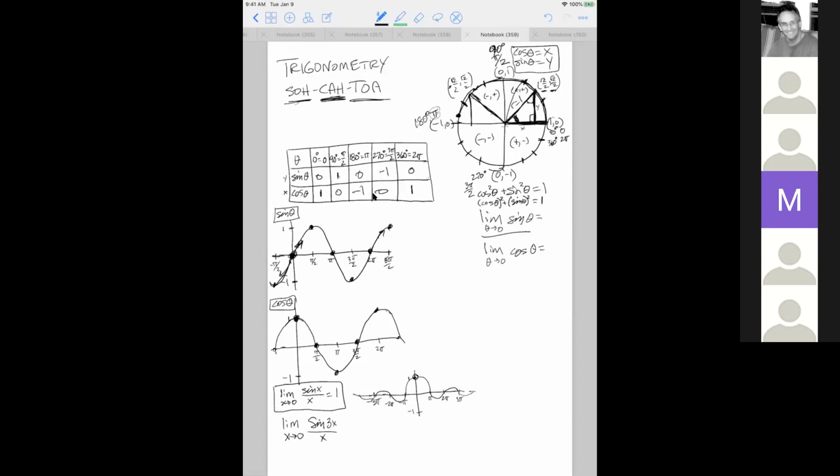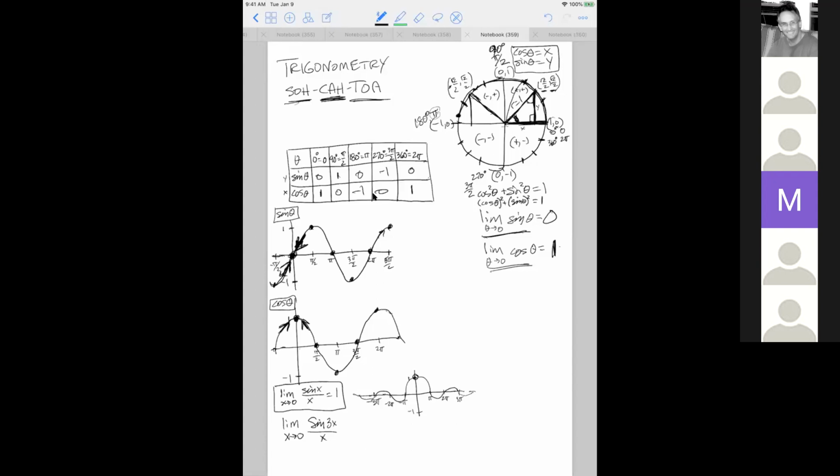Okay, so one of the things I want to point out is these two identities. The limit as theta goes to 0 of the sine function: as I'm coming into 0 from the right, and if I'm coming in from the left, it is 0. So the limit is 0. Cosine, as I'm coming in from the left and from the right, is going to 1. So the identity is the limit as theta goes to 0 of cos theta equals 1.